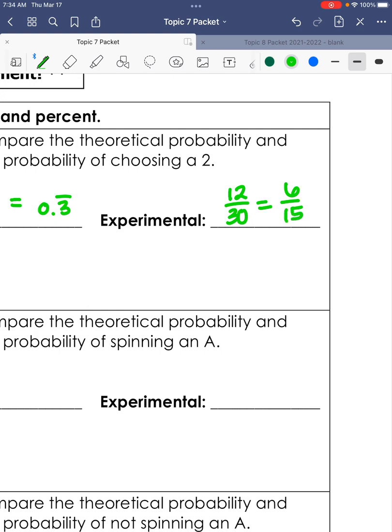I can actually still reduce 6 and 15. 3 goes into both of those. 3 goes into 6 2 times, and 3 goes into 15 5 times. So I end up with 2/5, right? Now, what is that as a decimal?